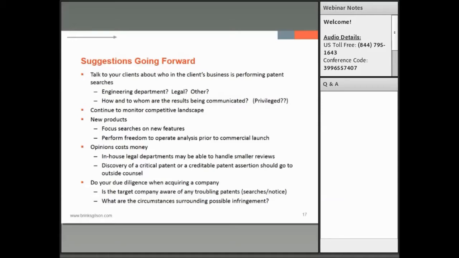And lastly, the last bullet point there, I note that this is becoming more and more important in due diligence and acquisitions of companies. If you're going to acquire companies, consider if they have done any type of searching, if they've received any threats, and what type of activity they've already taken to investigate those threats, because that may be your problem that you're going to need to address if you do follow up and acquire that company. So with that, I will turn it back to Mark.